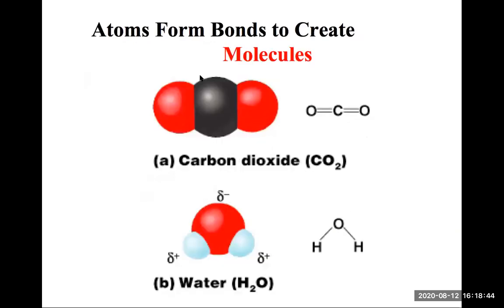All right. Atoms interact by forming bonds. Once you form bonds between two or more atoms, that will create a molecule. Very common molecules that we're all familiar with are things like carbon dioxide and water. And you can see these representations of shape are based on the interactions between these atoms.